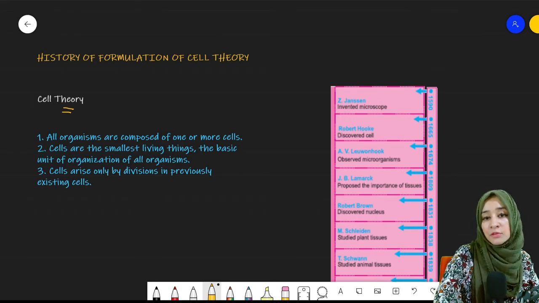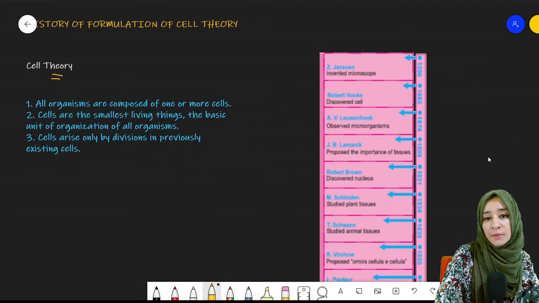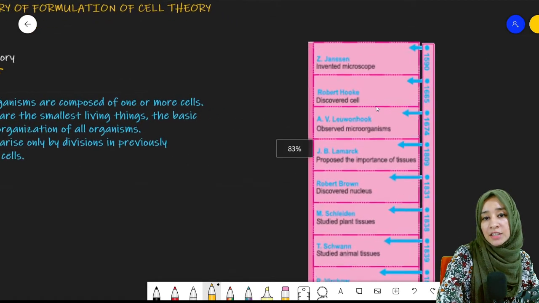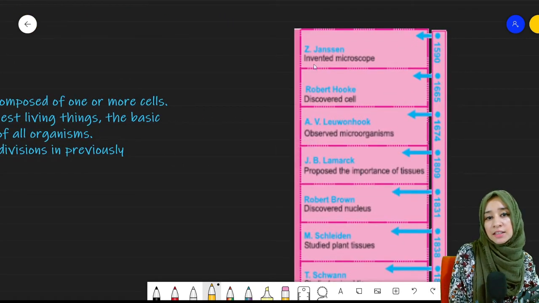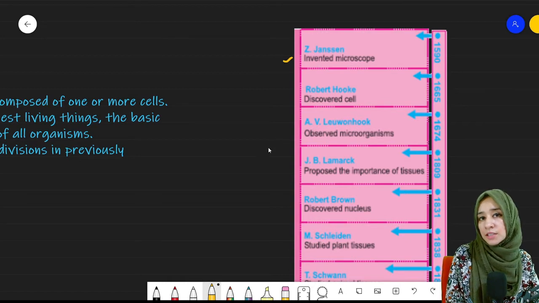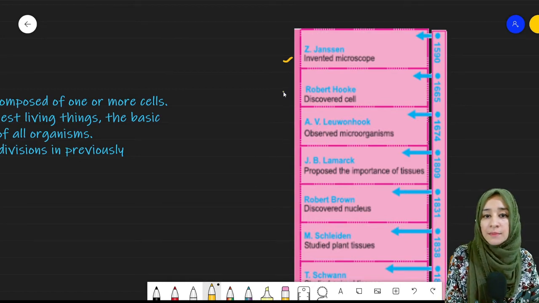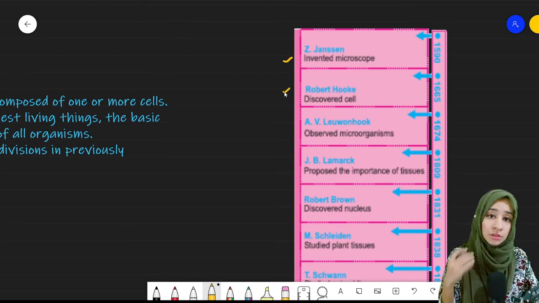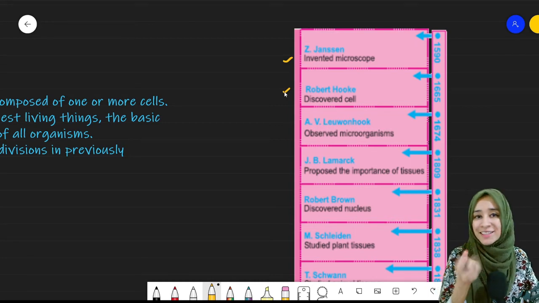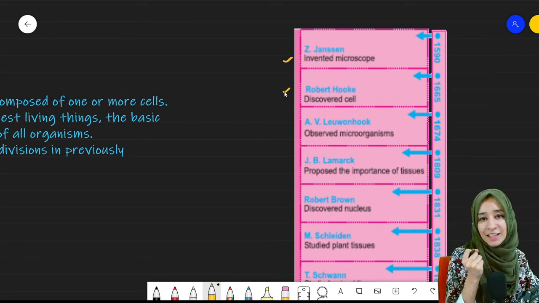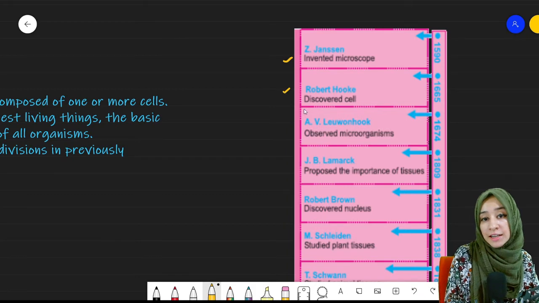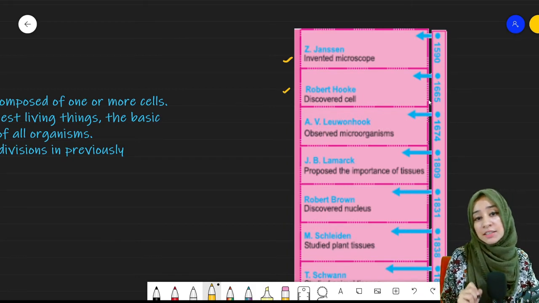It started, obviously, with the invention of the microscope by Zacharias Janssen in 1590. He invented the microscope. The first discovery was this. Then came Robert Hooke, who used his own microscope to discover a cell in a cork, and he discovered the cell in about 1665.